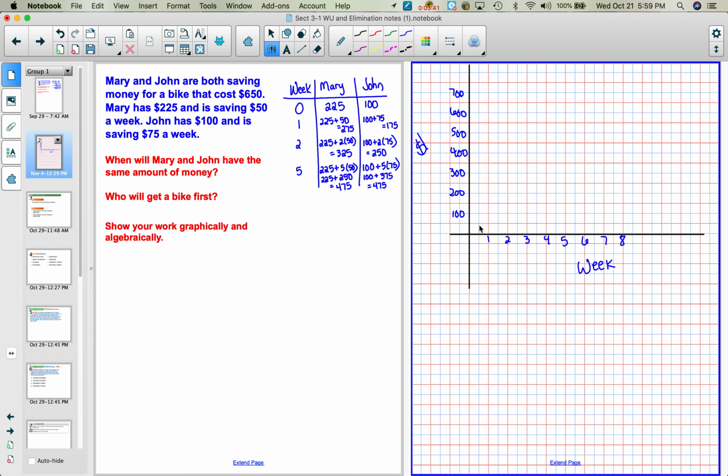Okay, so then 0 to 250. So here's 225. Then we have at week 1 she has 275. At week 5 she has 475. And I'm going to draw my line.